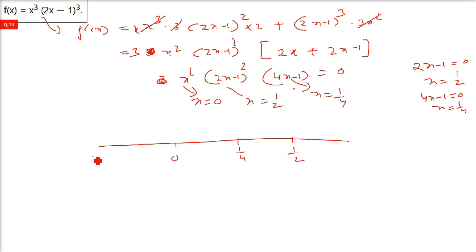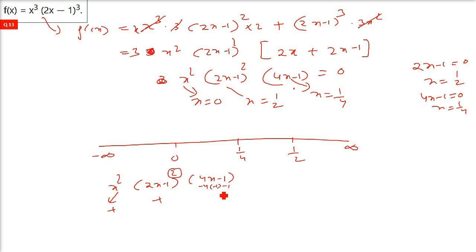And these are the intervals. In between you have to place certain values in the differentiation, which is 3 into x square into 2x minus 1 whole square into 4x minus 1. So I'm just saying, don't put all the values, just try to find out the sign. Solving by putting certain values will take a lot of time. I'm just saying, if you put minus 1, anything square will always be positive. So don't worry about x square and 2x minus 1 whole square. Just worry about 4x minus 1. I'm placing minus 1 here.